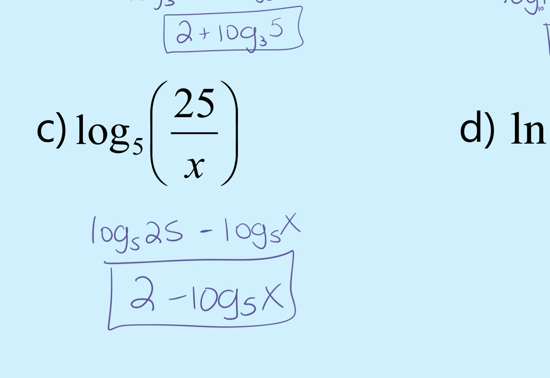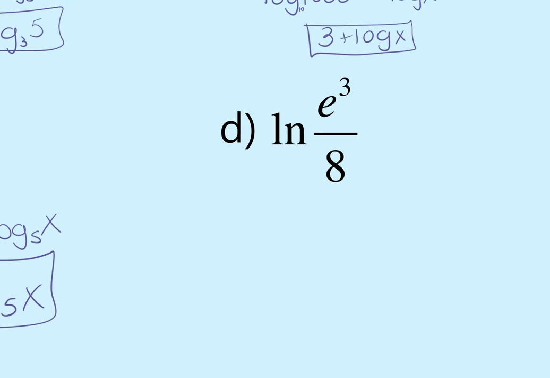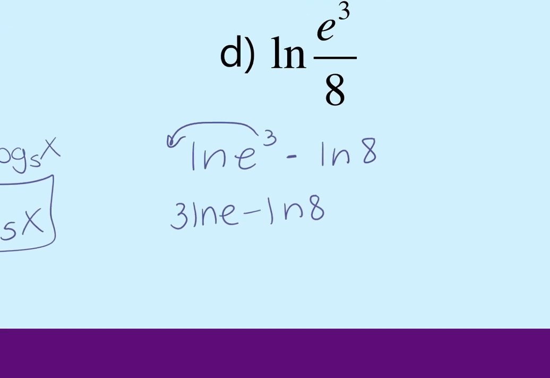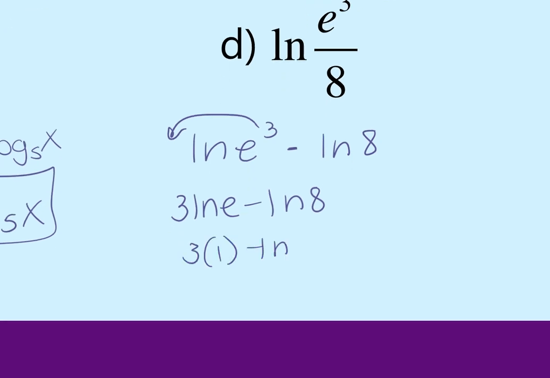Still good? Yes? Okay, now we got ln. And ln is the same thing as log base e, so we treat it just the same way. Now I've got ln e to the third minus ln of 8. We go down that step. Now I kind of have two choices. What's one of them? Good. I could bump this to the front because an exponent goes to the front, and this would be 3 ln e minus ln 8. And then ln of e becomes what? 1. So this would be 3 times 1 minus ln 8, or 3 minus ln 8.